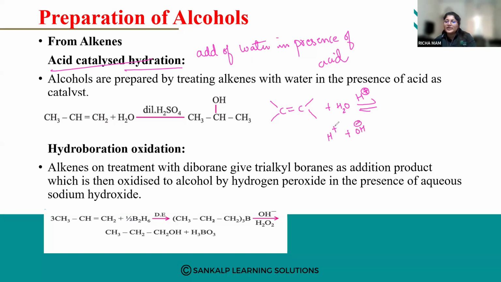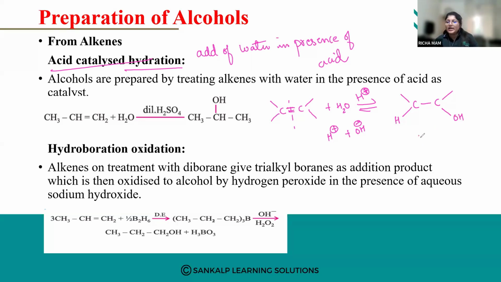Across the double bond, both the carbon atoms are symmetrical. What do you mean by symmetrical? The number of atoms on either side of the double bond are the same. So hydrogen will get attached at one position and OH- will attach at the other.